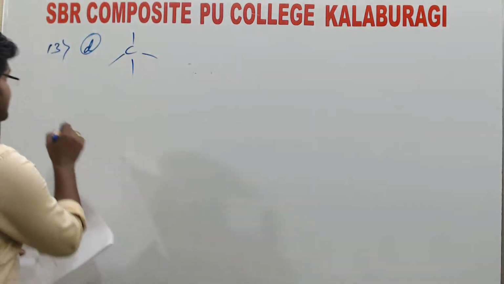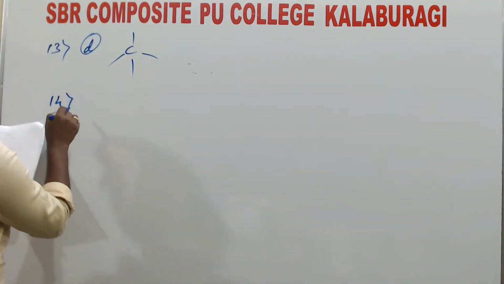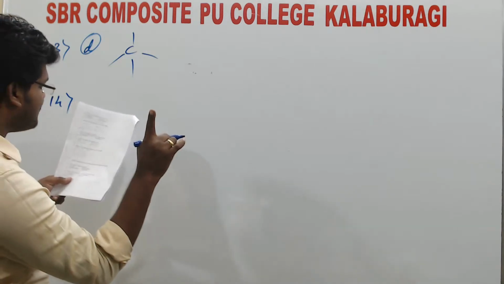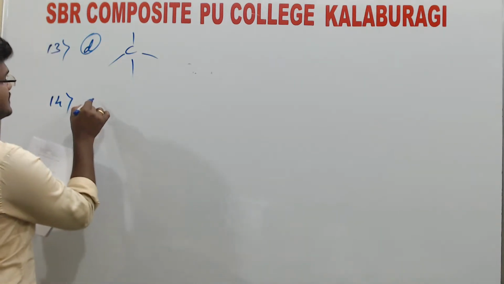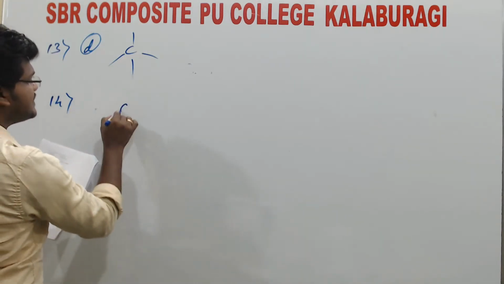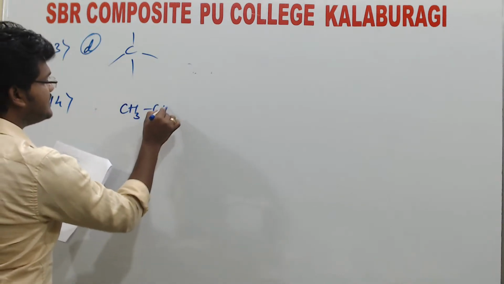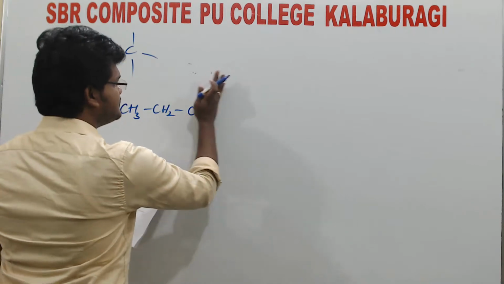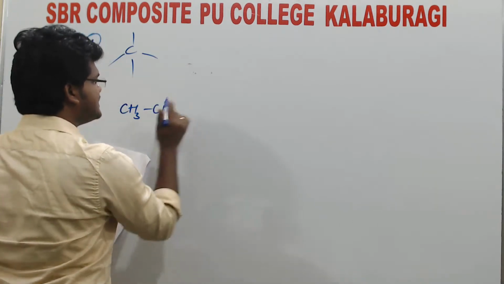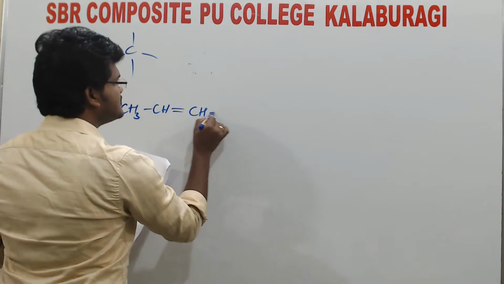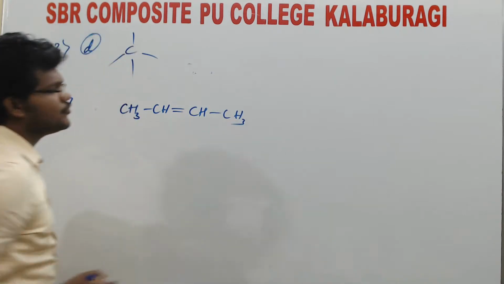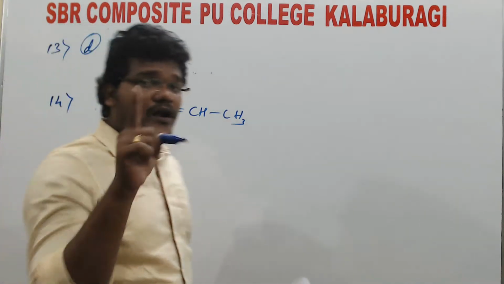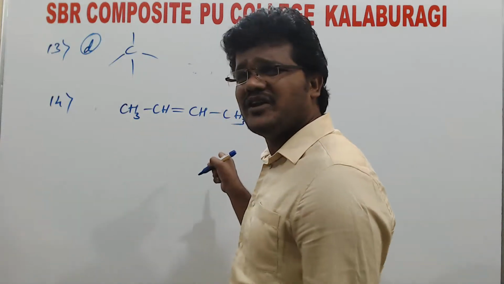It is 2-butene. I'm talking about the 14th one. Which of the following shows only one brominated compound? First one is 2-butene. 2-butene is nothing but CH3, CH double bond CH, CH3. Correct? It is going to give you one brominated compound.